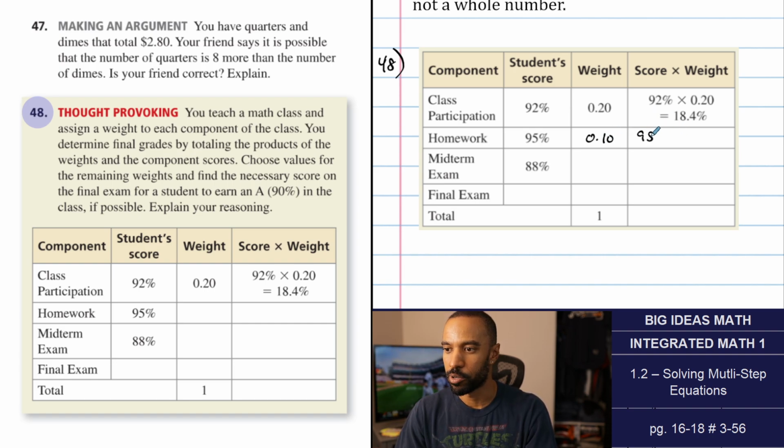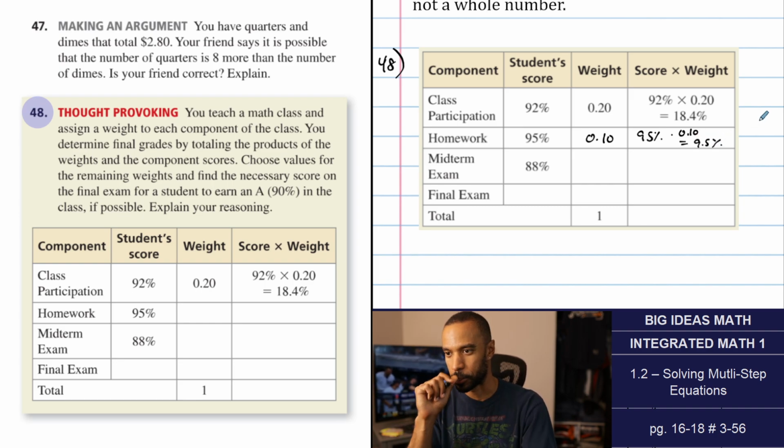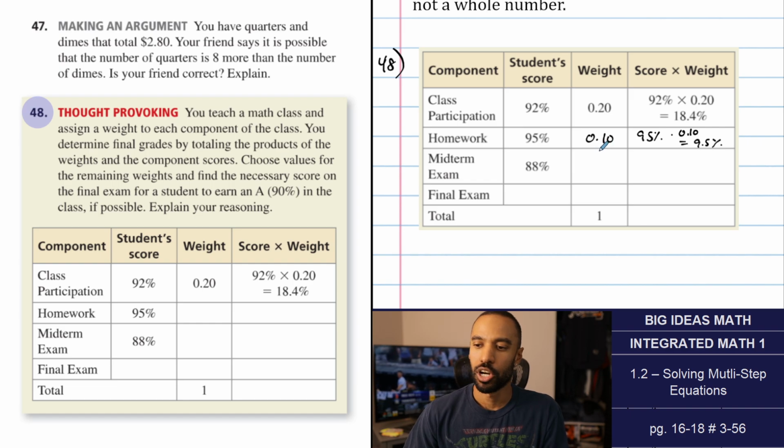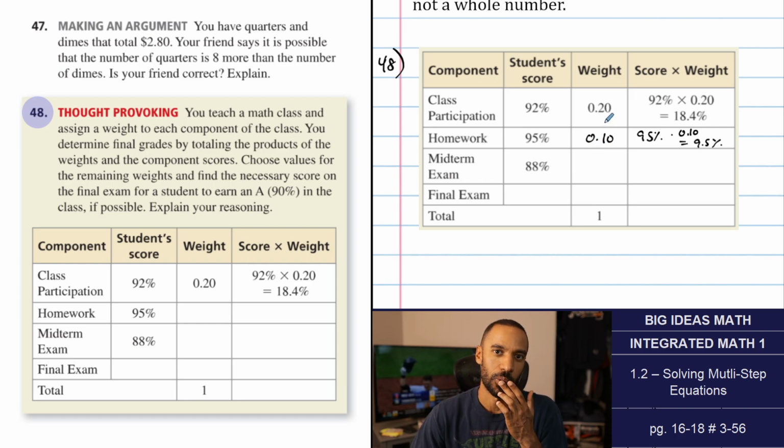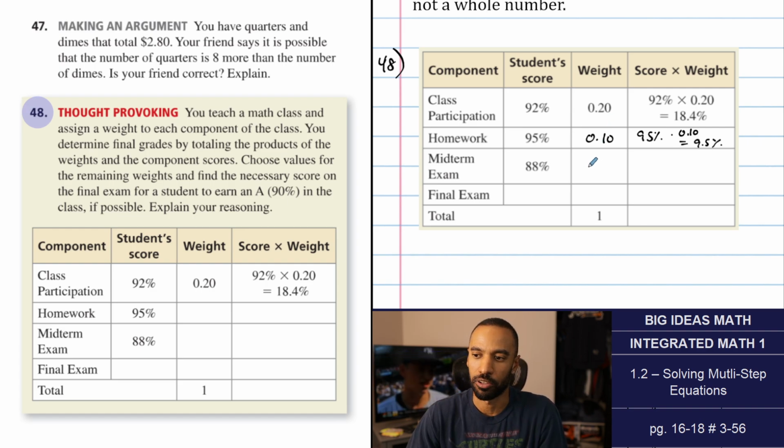So 95% times 0.10 equals 9.5%, I guess is the way that you can work that out. Midterm exam and final exam. Let's see. We have 70 more percent to work with. Let's make the midterm less than the final. Let's make this 30%. Therefore, we'll make the final 40% as a whole, okay?